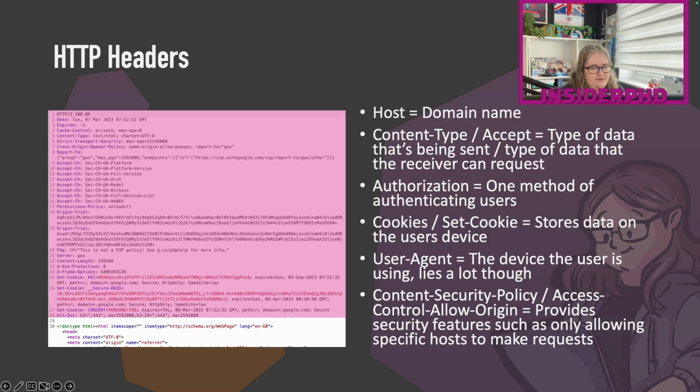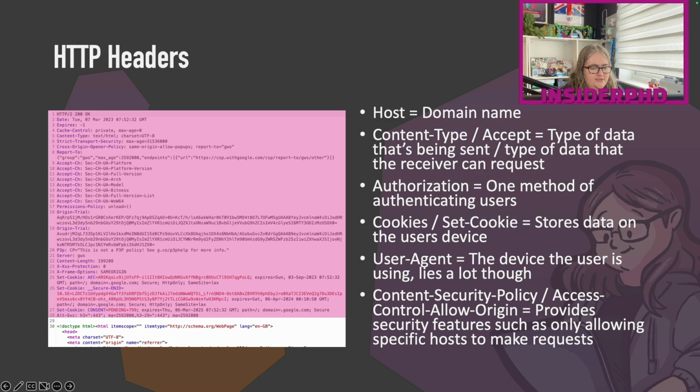So HTTP headers, here are some of the most common ones you'll see. The host, which is the domain name. You'll see the content type/accept, so the type of data that's being sent and received. Authorization will be one method of authenticating users and showing, hey, I have permission to do this. Cookies/set cookies, they allow data to be stored on a user's device. The user agent shows the device the user is using. It lies though, you can't really trust it. It's just plain text.